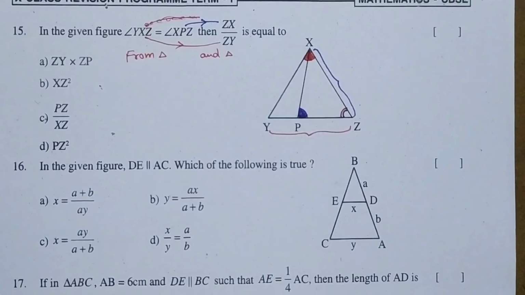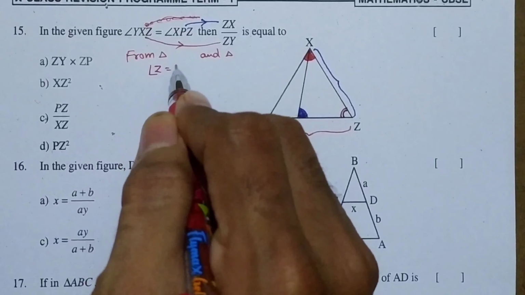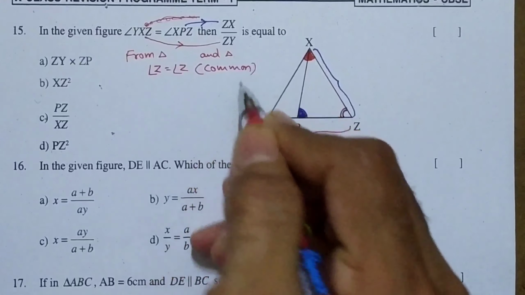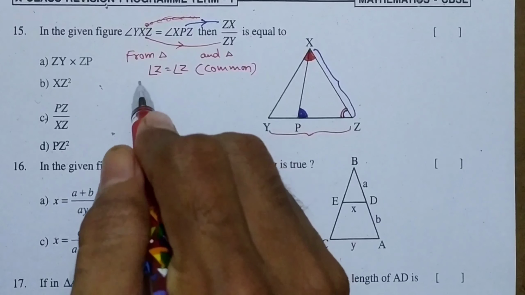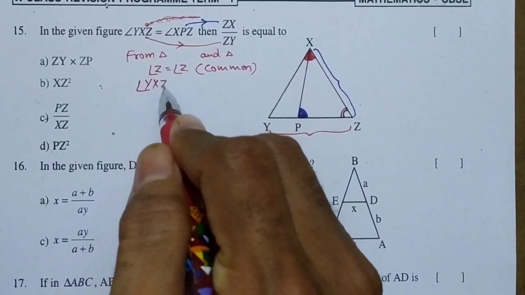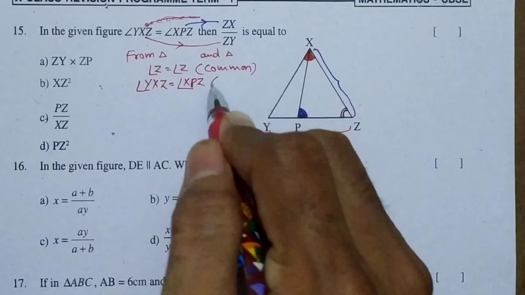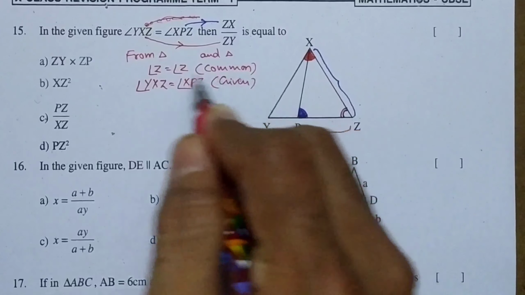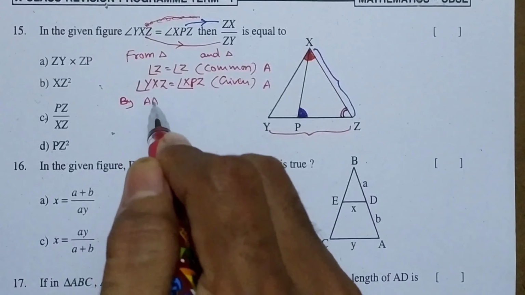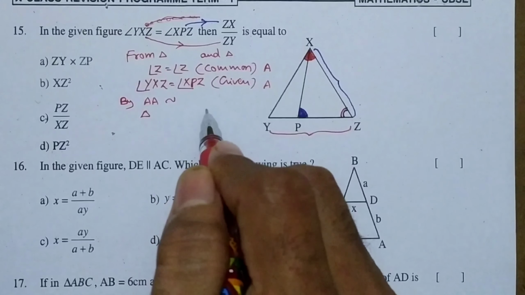Now angle Z is equal to angle Z, this is the common angle. And here angle YXZ is equal to angle XPZ. This is what is given. So these two are angles, these two are also angles. So by the AA similarity criterion, we can say that triangle so and so is similar to triangle so and so.